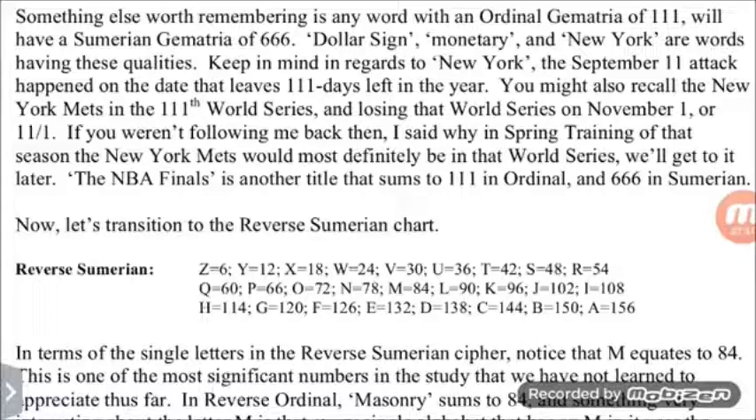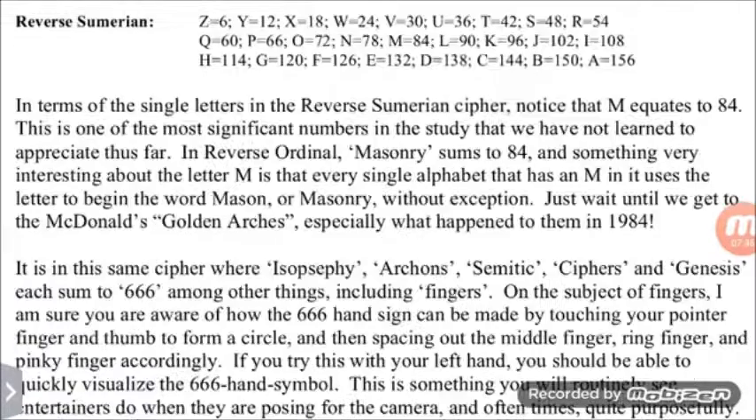Now let's transition to the reverse Sumerian chart. In terms of the single letters in the reverse Sumerian cipher, notice that M equates to 84. This is one of the most significant numbers in the study that we have not learned to appreciate thus far. In reverse ordinal, Masonry sums to 84.